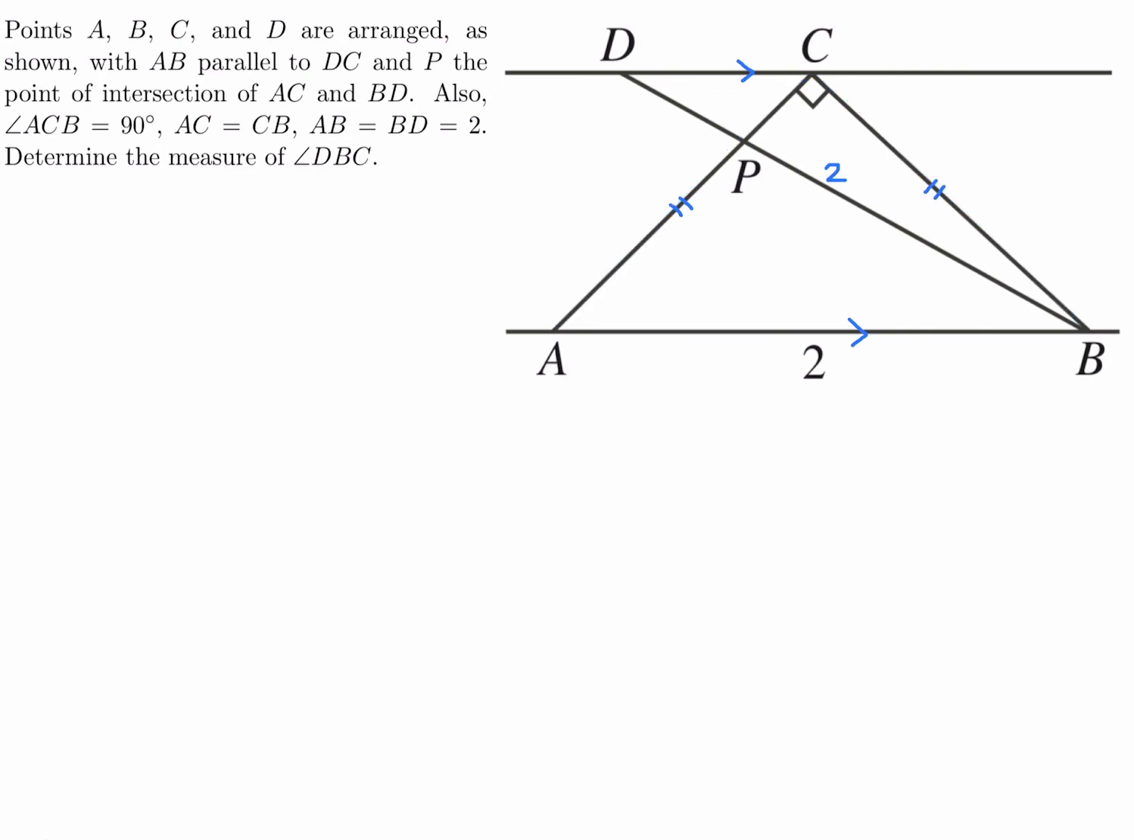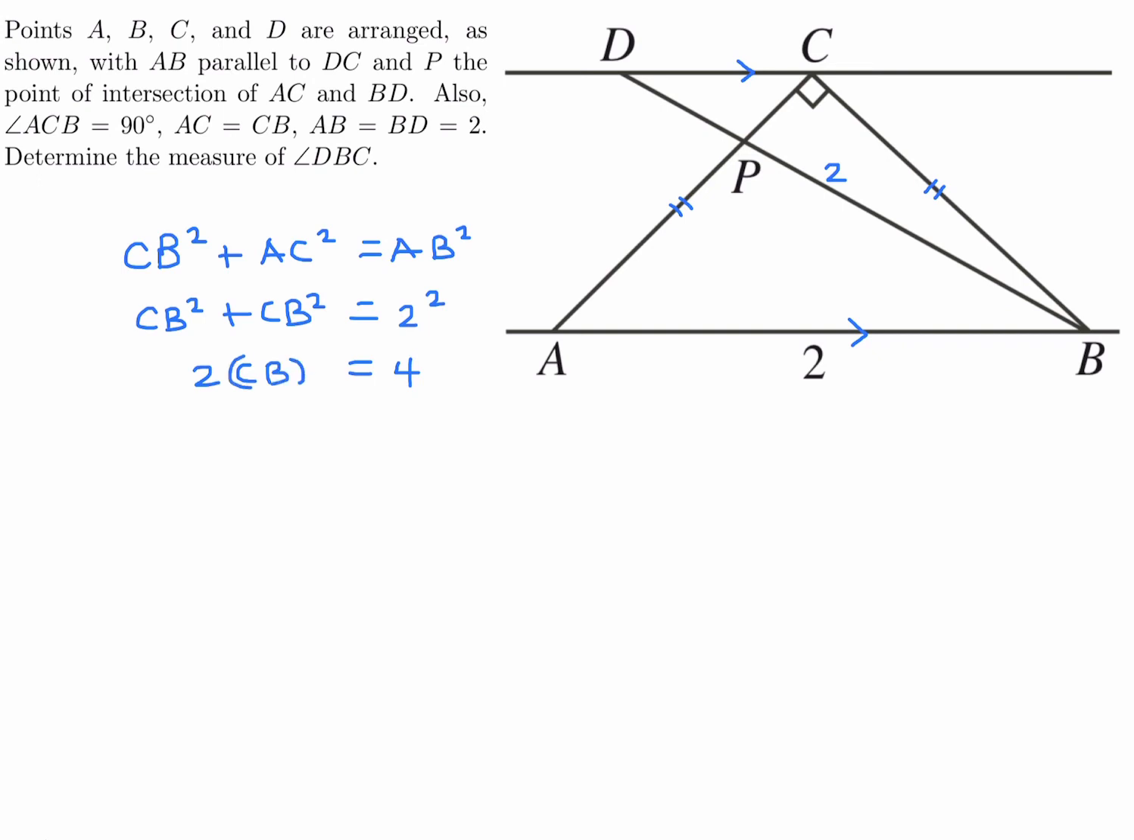can be done pretty easily with Pythagoras. So CB squared plus AC squared is equal to AB squared, since that is a right triangle. AB we know is 2, and CB is equal to AC, so I can just write CB squared plus CB squared, and that's 4. So 2CB squared is equal to 4, and therefore CB squared is equal to 2. CB therefore is root 2. So that takes care of that.